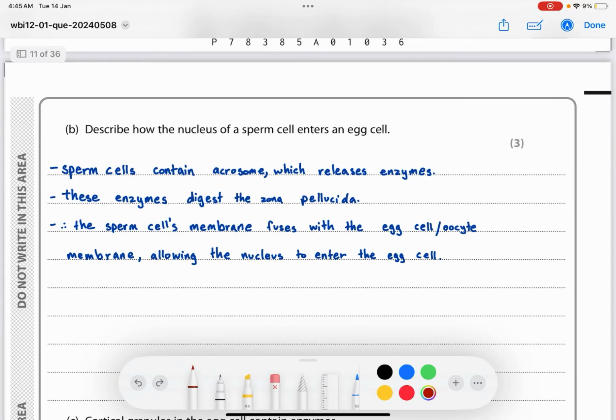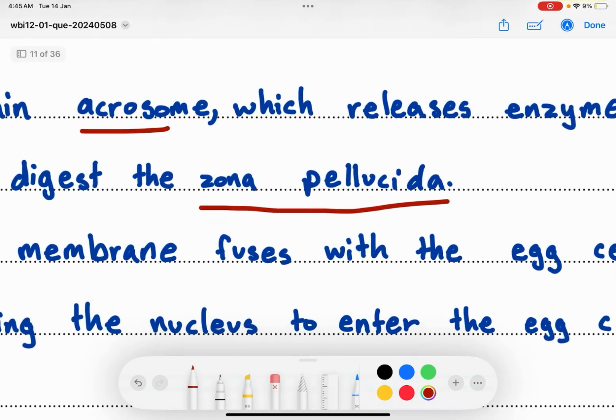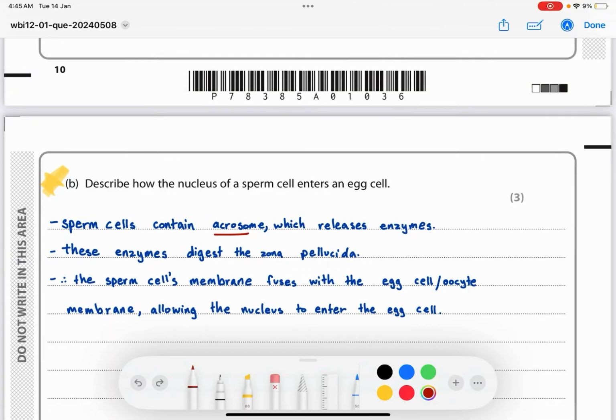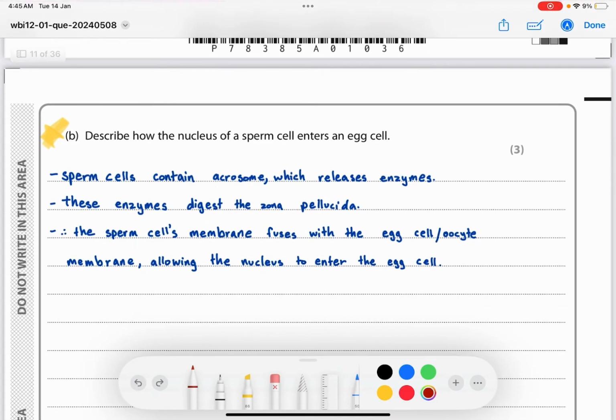Moving on, describe how the nucleus of a sperm cell enters an egg cell. This question is extremely important, you guys. I'm going to add a star here. It's important that you remember how to answer this question, and it's important that you mention acrosome. Write this as an exam tip: whenever you have a question about an egg cell and sperm cell, you need to mention the zona pellucida. It is not enough for you to mention the egg cell or the egg cell membrane. You need to mention the name zona pellucida. You can pronounce it however you want, but it's very important.